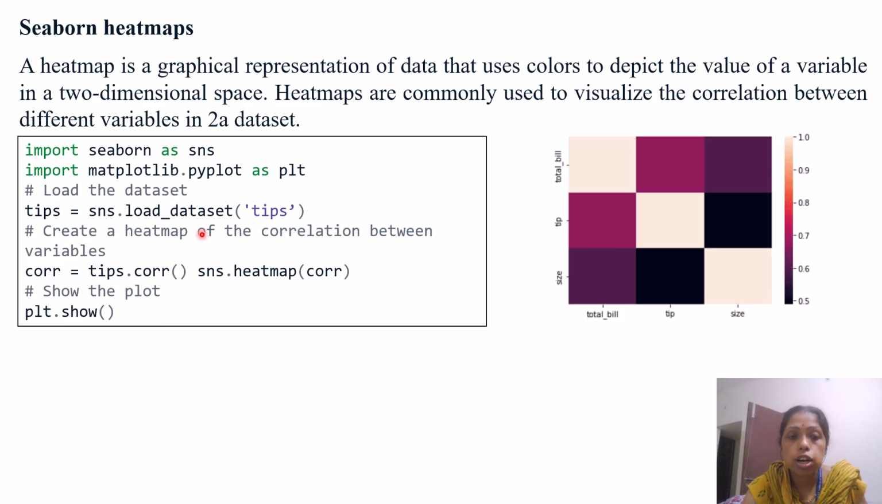Suppose you have loaded the data: tips = sns.load_dataset('tips'), then correlation = tips.corr(). If you execute this, only the correlation values will be shown, for example how much value total bill has. Then if you write sns.heatmap(correlation), passing it through the heat map, you can see it in visualization form. So if you want to see the correlation in visualization form between multiple columns, you can use the heat map.